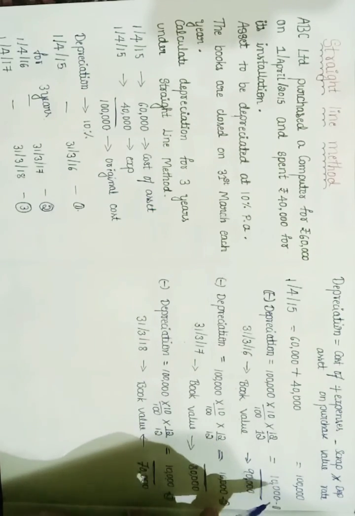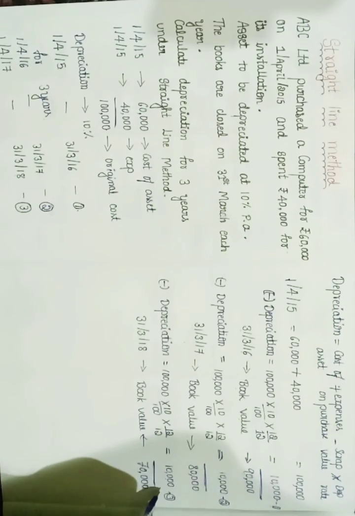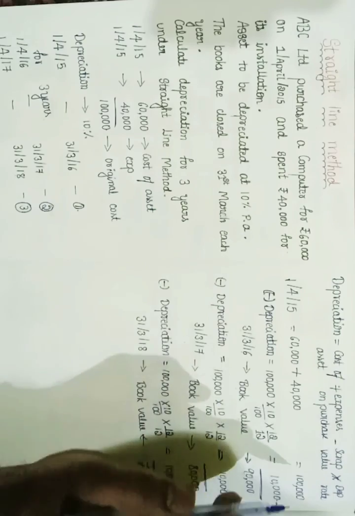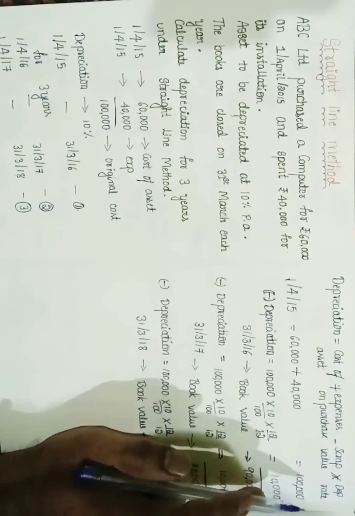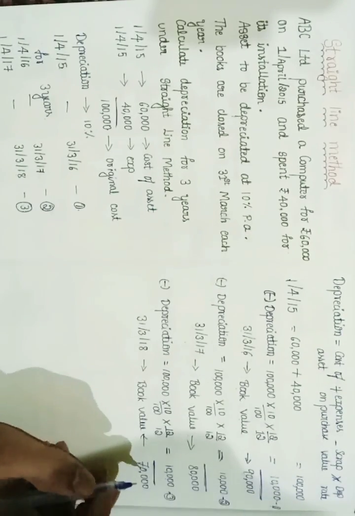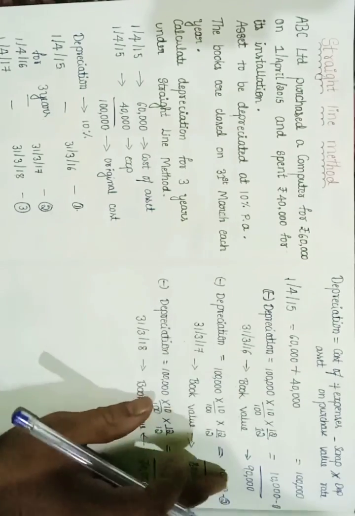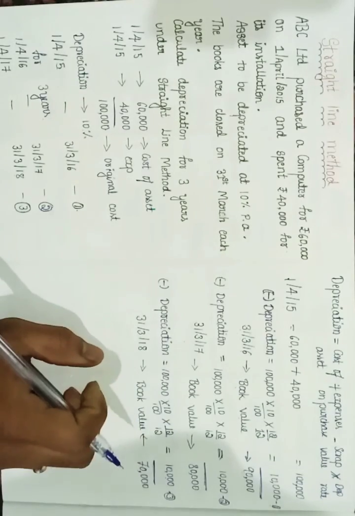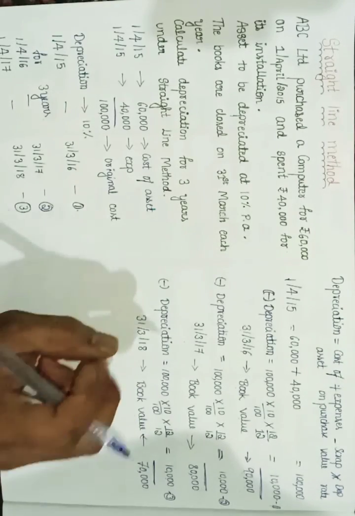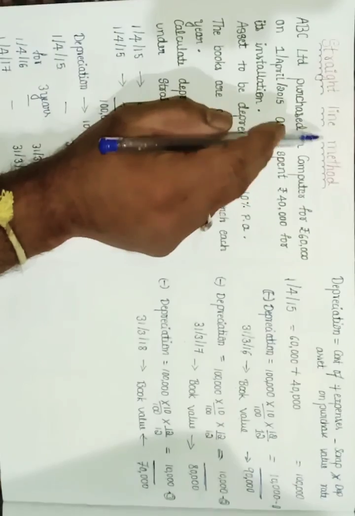Totally, we have a depreciation fund of 30,000 for 3 years. Because of depreciation, our asset value has decreased from 1 lakh to 70,000. Presently, on the closing period, we have 70,000 rupees. Under the straight line method, we need to follow this method. This is all about the calculation of depreciation under the straight line method.